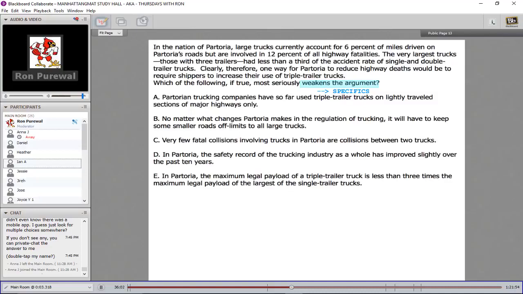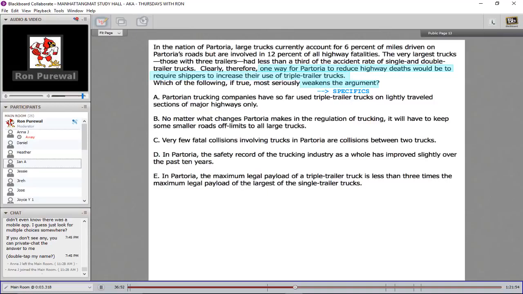What is the argument? Well, when you do these problems, remember that they're not going to arrange these arguments in ways that are particularly deceptive or disingenuous. In other words, the conclusions of these arguments are usually going to be at the end. This one is pretty clearly the conclusion at the end, right? Clearly, therefore, blah blah blah. So this is the point. The point is this: one way to reduce highway deaths is to require shippers to increase the use of triple trailer trucks.